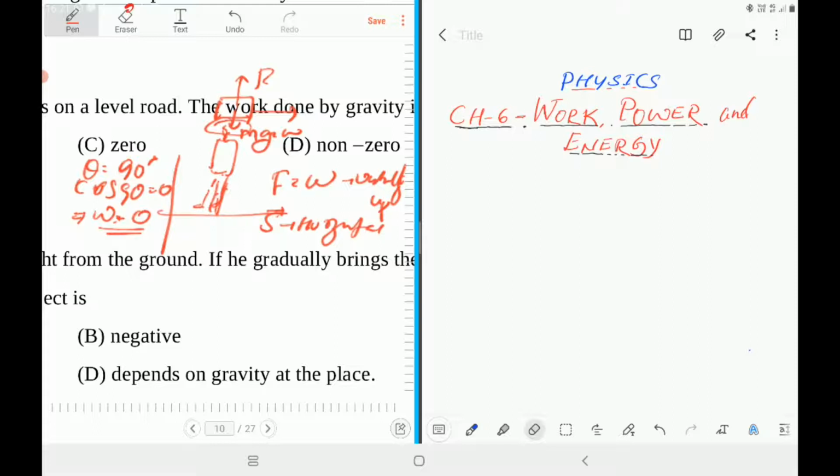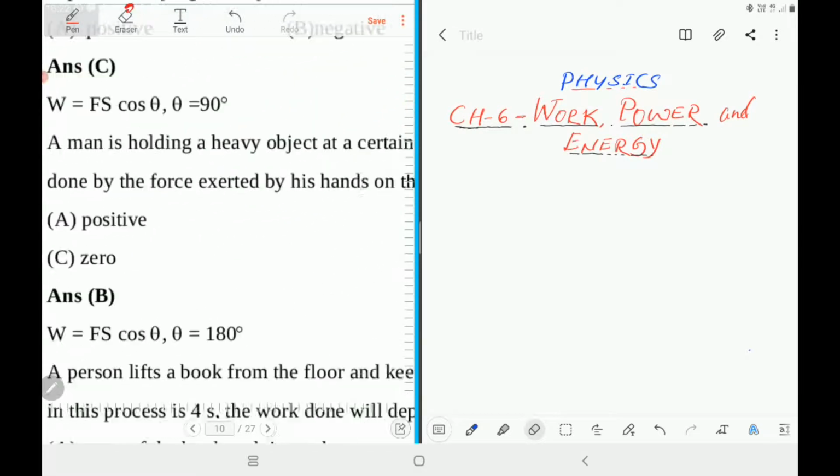If he applied force to move it, it would move with an acceleration. It would move ahead of him or behind him. But it is moving along with him, with no extra change in velocity or acceleration. He is applying force just to balance the weight. That's why the work done is 0. Theta is 90, work is 0.